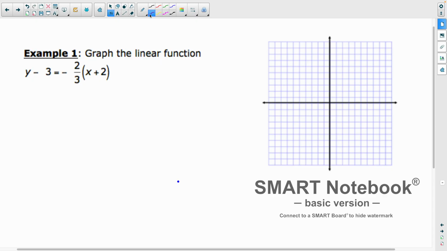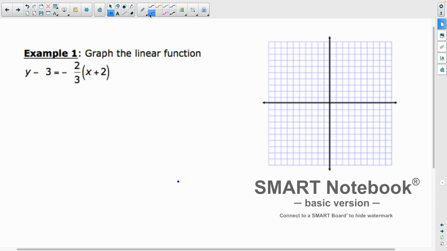This one is in which format? This is in point slope format. But many of you will automatically go, "I don't like the parentheses. I'm going to distribute and change it to slope intercept form." That's actually harder to do here than just graphing from point slope form.